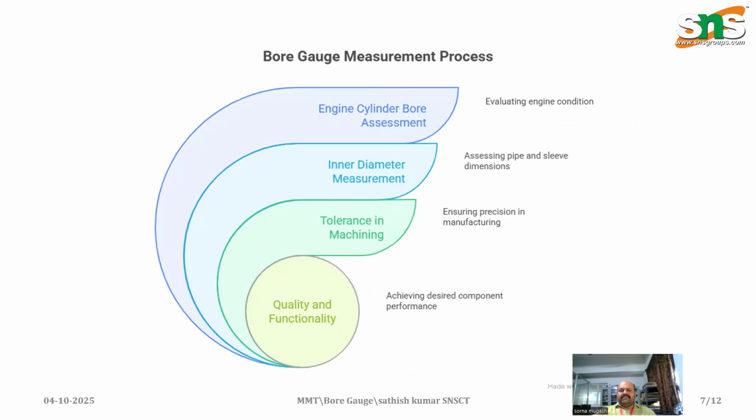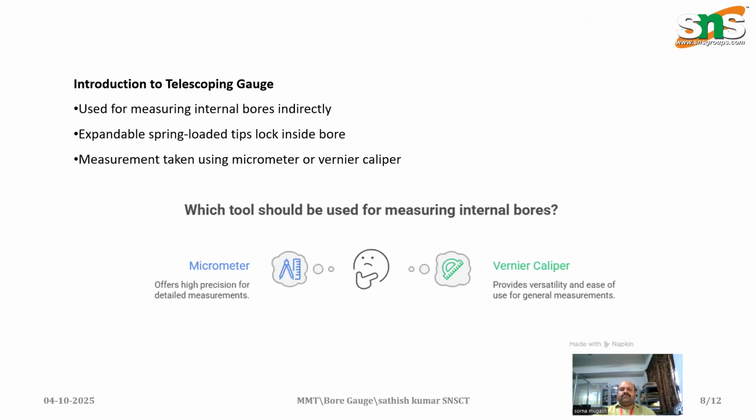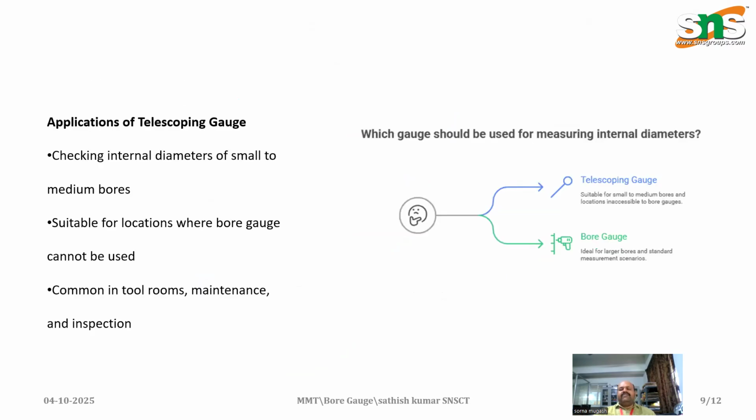So we have various applications, that is tolerance in machining, inner diameter measurement, and engine cylinder bore assessment, where we mainly use this bore gauge. The telescopic gauge is used for measuring internal bores indirectly. Expandable spring-loaded tips lock inside the bore. Measurement taken using a micrometer or vernier caliper will be the basis for the telescopic gauge. The applications of the telescopic gauge are checking the internal diameters of small to medium bores. It is suitable for locations where a bore gauge cannot be used, common in tool rooms, maintenance and inspection.